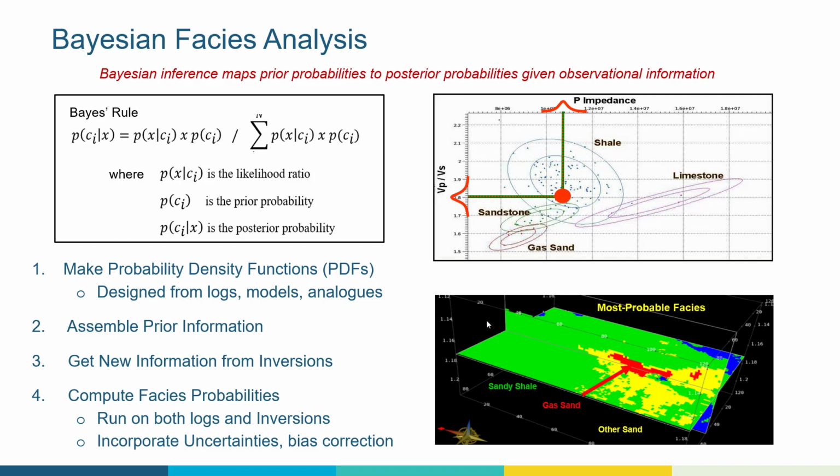Then, implementing Bayes' rule, we come up with Facies probabilities for each of the facies at each 3D cell. The result of that is shown in the bottom right, where we have the most probable facies. Red is gas sand in this case, yellow is wet sand, blue is limestone, and green is shale. We tend to run this procedure on not only the field data, but also the logs, so that we have a sort of closed loop situation.